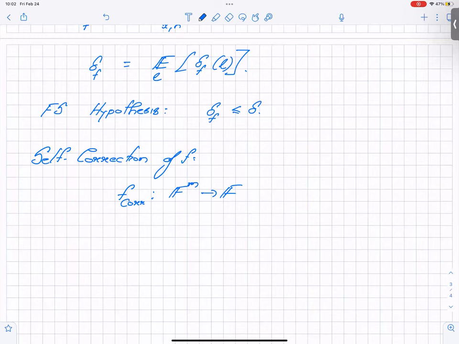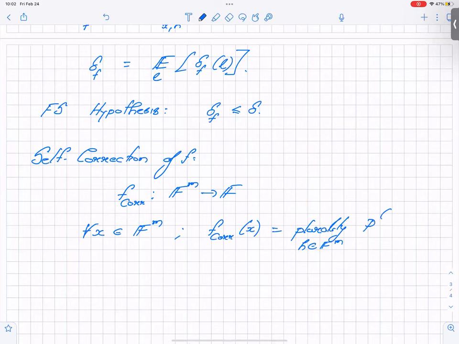So for all x in F to the m, f bar of x is the plurality over all h in F to the m of P of f, d, the line x plus t h, at the point x.